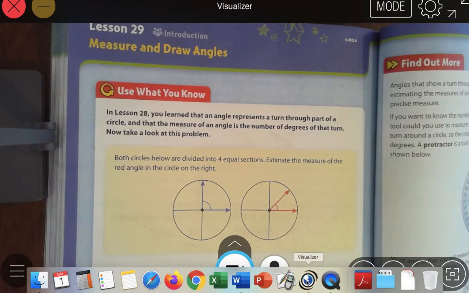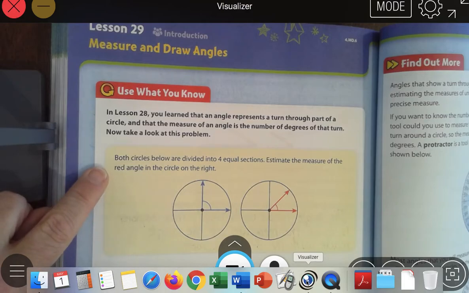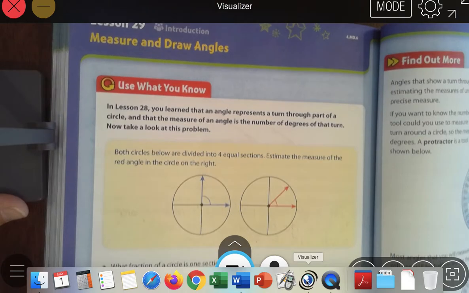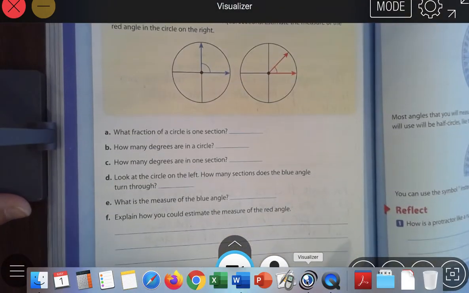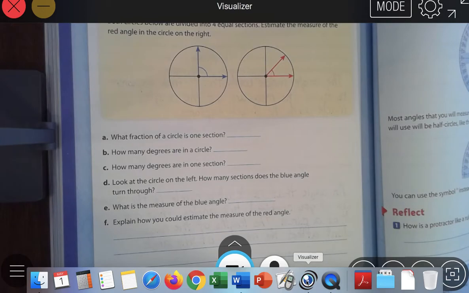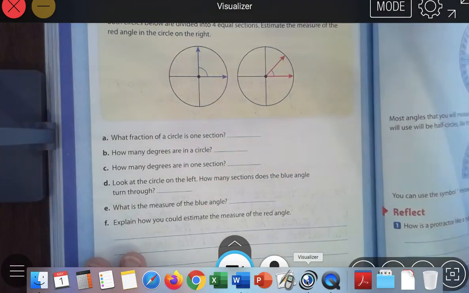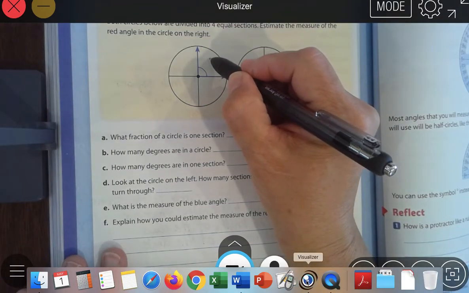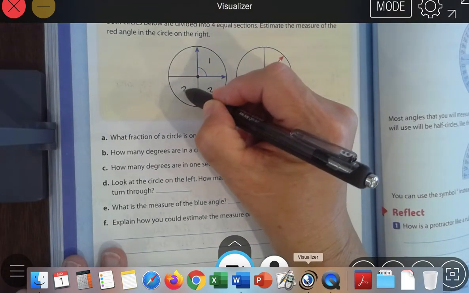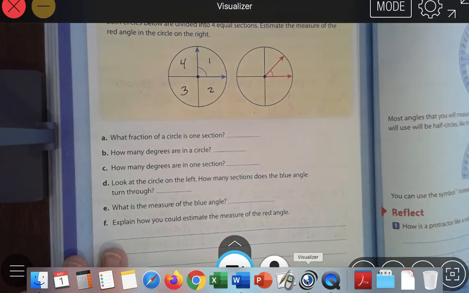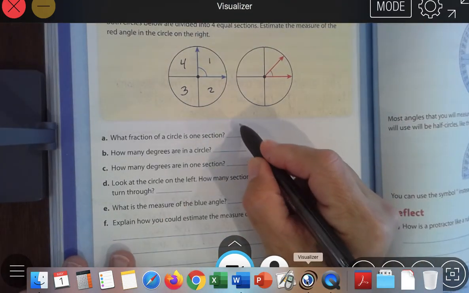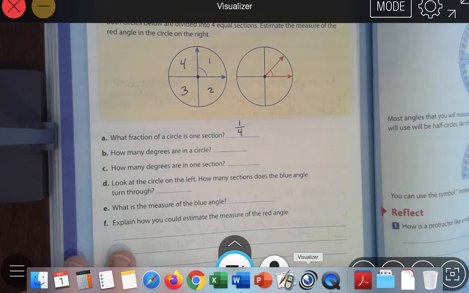So let's look. It says both circles are divided into 4 equal sections. Estimate the measure of the red angle in the circle on the right. Well, before that, let's do a little bit more down here. What fraction of a circle is 1 section? Well, if you notice, this is broken up into 1, 2, 3, 4 parts like it said. So 1 section is going to be 1/4.